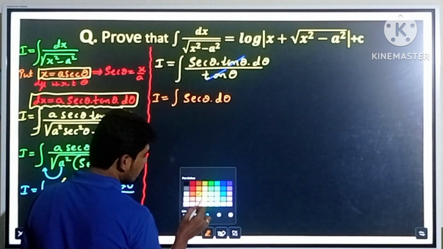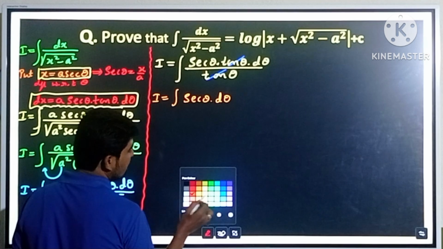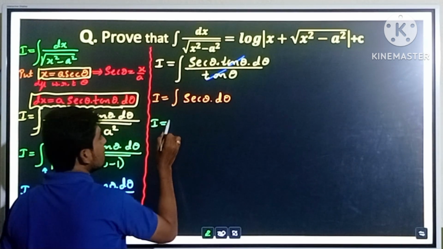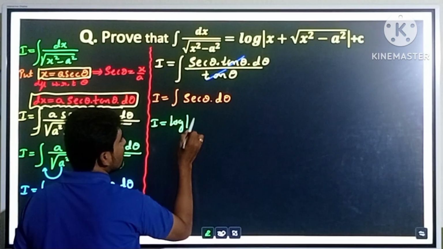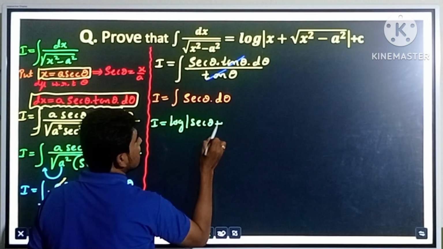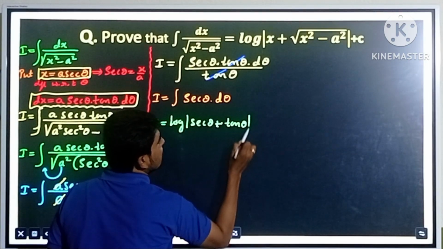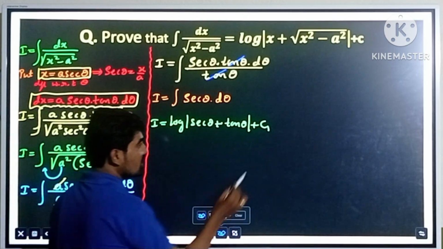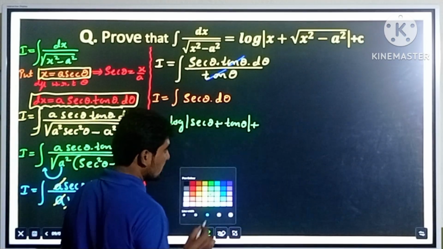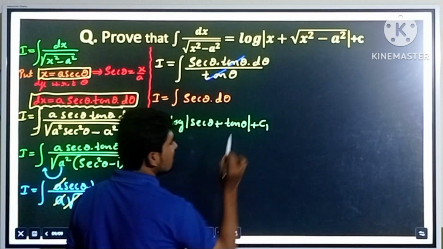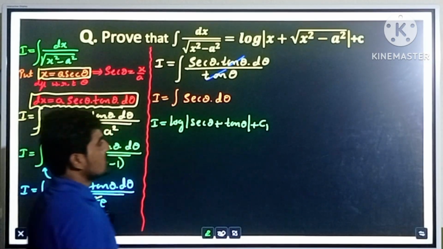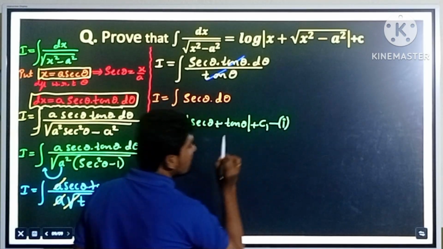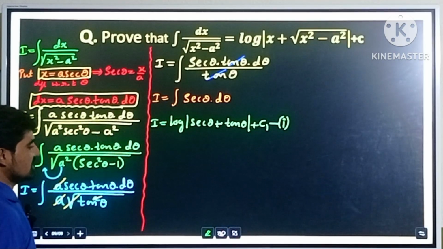We know that the integration of secant theta is log modulus of secant theta plus tan theta plus integral constant C1. Write C1, you will understand why I have written it in the last step. Integral constant C1. Now let's say this is your equation 1. I hope all of you are understanding.